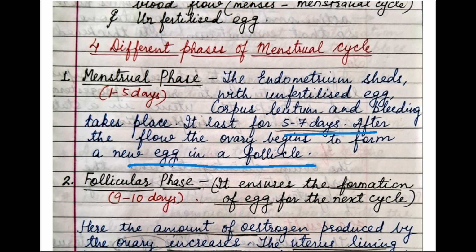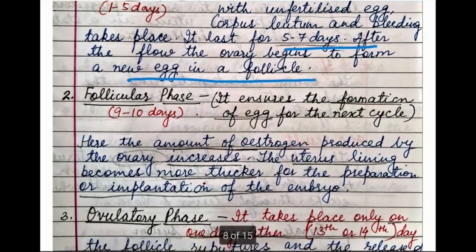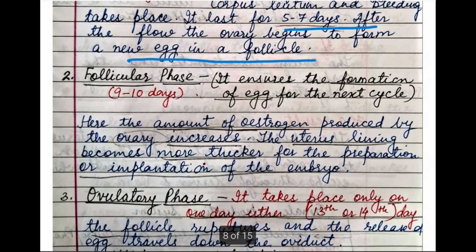The next one is the follicular phase. It ensures the formation of the egg for the next cycle, which will take place by the 9th or 10th day. Here the amount of estrogen produced by the ovary increases. The uterus lining becomes more thickened for the preparation of implantation of the embryo.